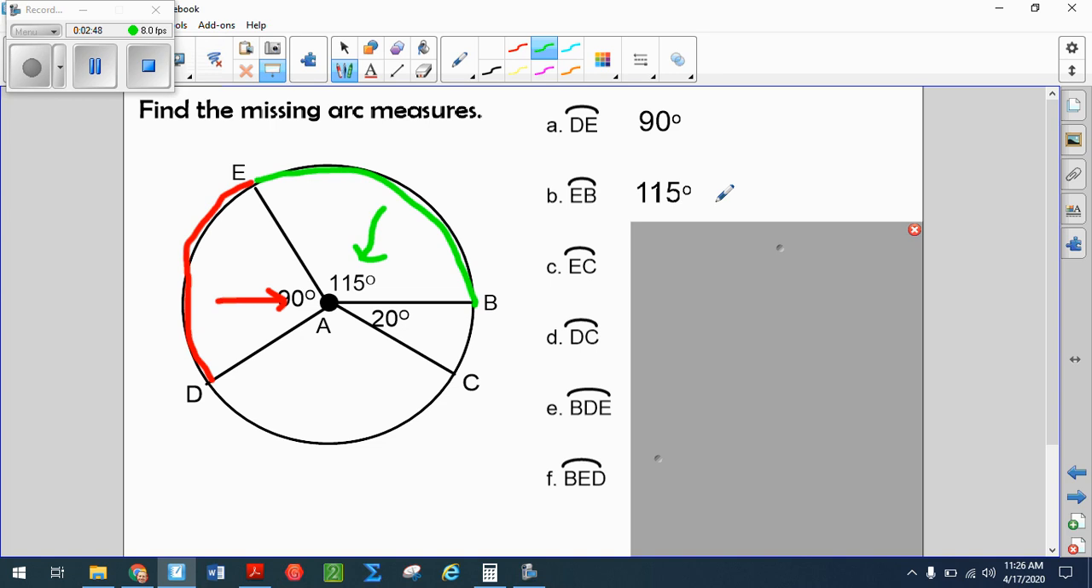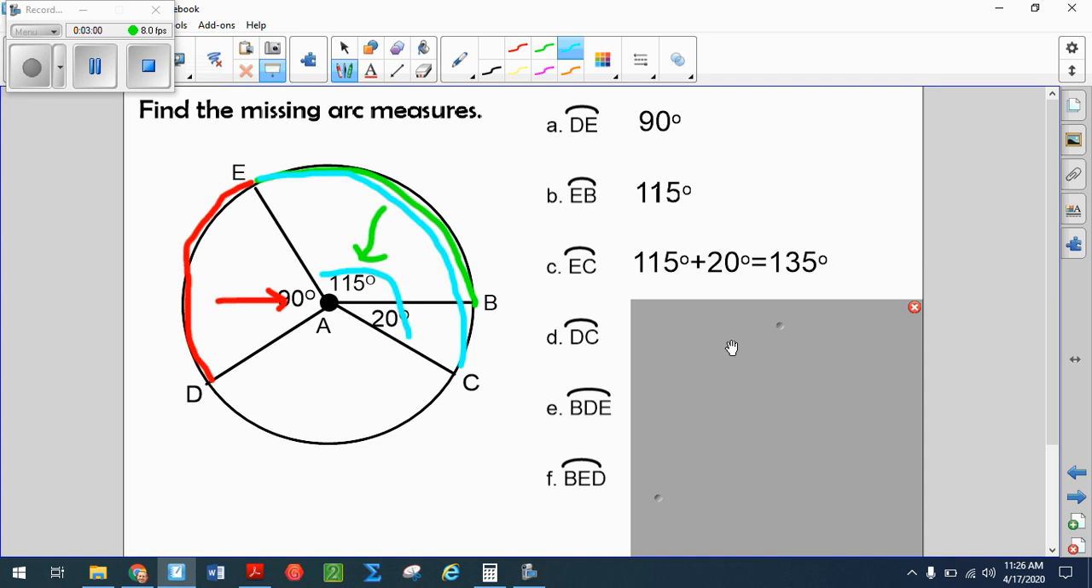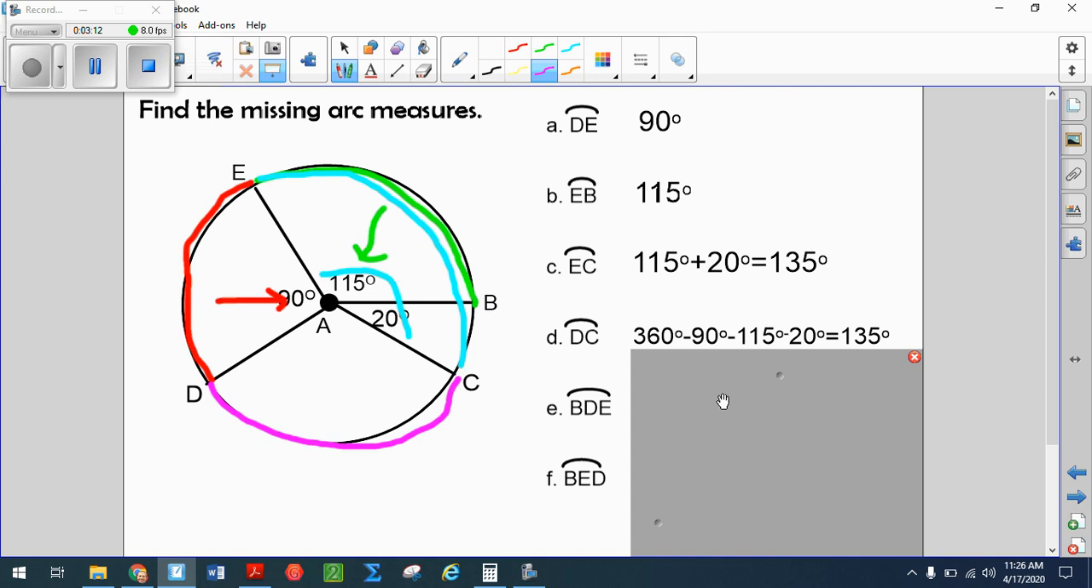EC is going to be from E all the way over to C, so going in blue. So that's this 115 plus 20 together is 135. DC, down at the bottom, is going to be the entire circle, or 360, right? 360 minus each of those. So 360 minus 90 minus 115 minus 20 is 135, I believe.